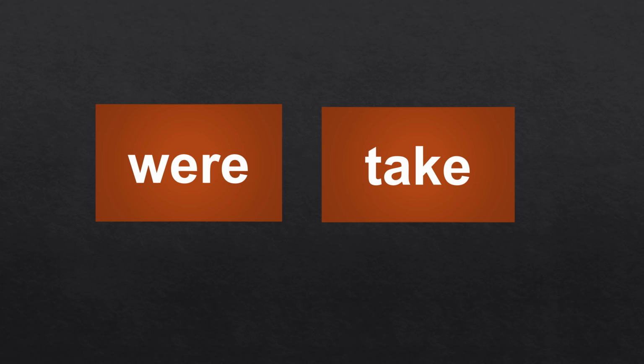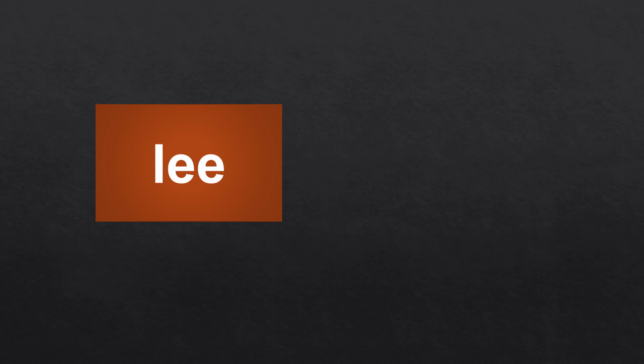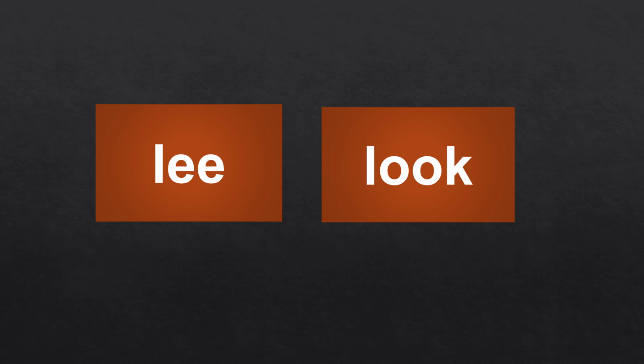This in English will be spelled as W-E-R-E. As an Igbo word, it is we-a-re-a, were. Were is take. This in English will be spelled as L-E-E. But here it is an Igbo word that should be spelled as le-a-a. Le. Le is look.